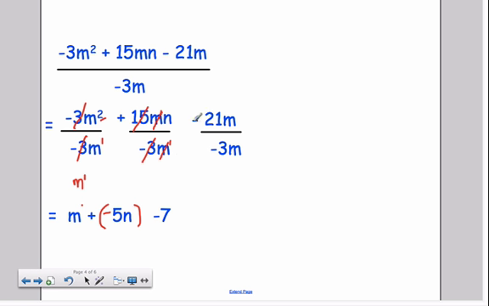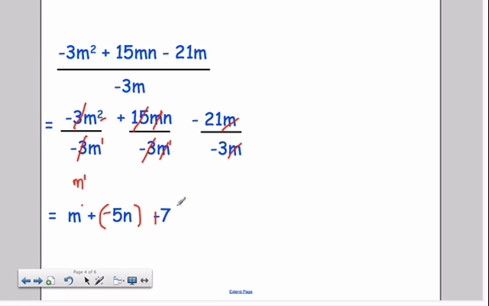Now we're going to look over here at the subtract 21m divided by negative 3m. Negative 21 divided by negative 3, and m divided by m, or m to the 1, 1 subtract 1 gives you m to the 0, which is no m's at all. They are gone. So all we're left with here is a plain constant.